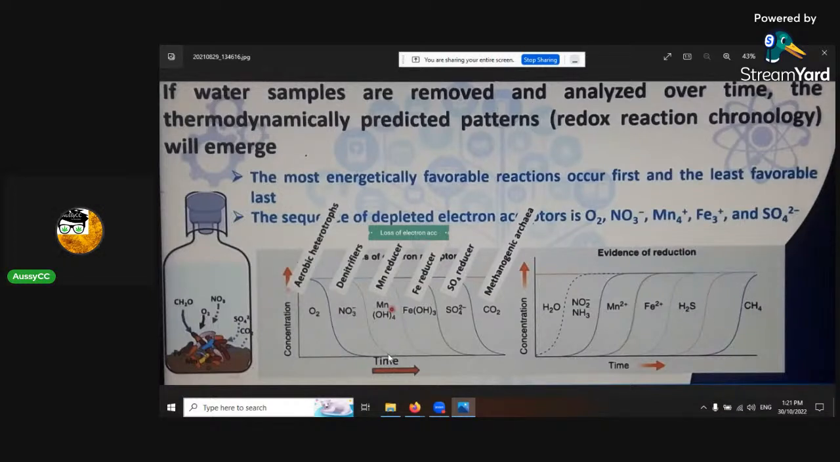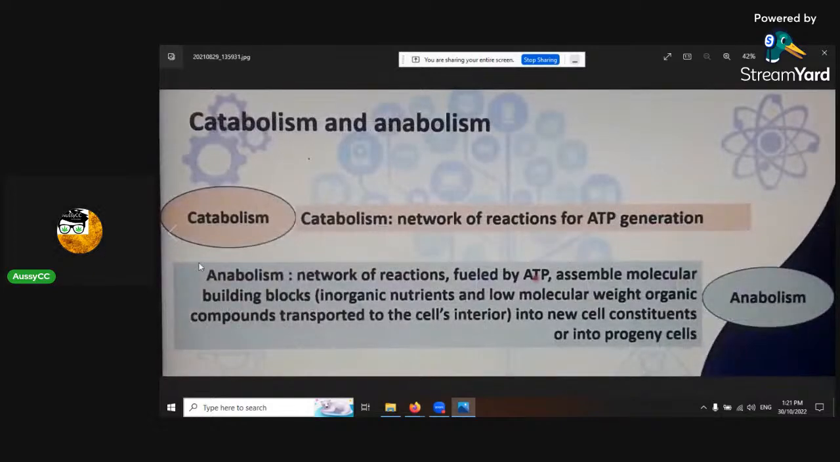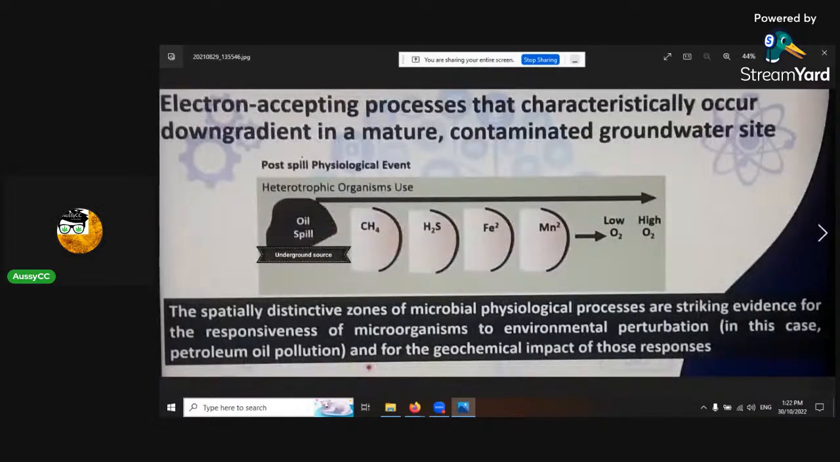That's what I was just talking about. When they lose their electrons, they'll go into the next stage, and then they'll need an electron acceptor, so they'll go into the next stage again. They'll keep going down. That's the rate that it goes down. Electron accepting process, that characterizes degradation.